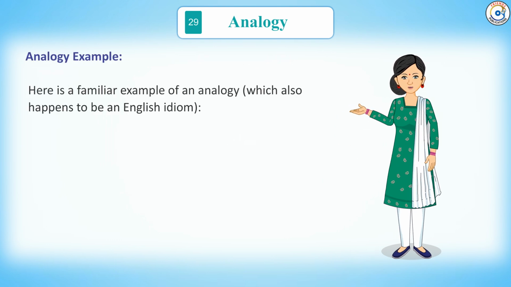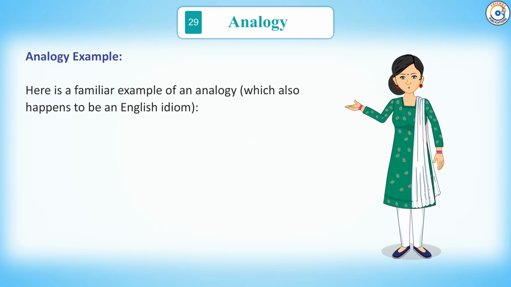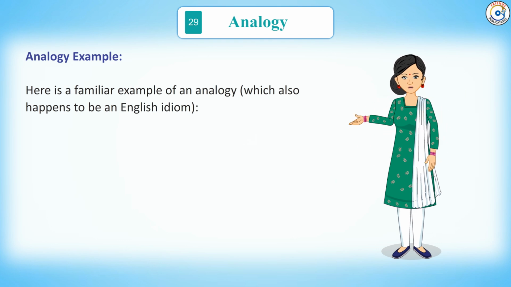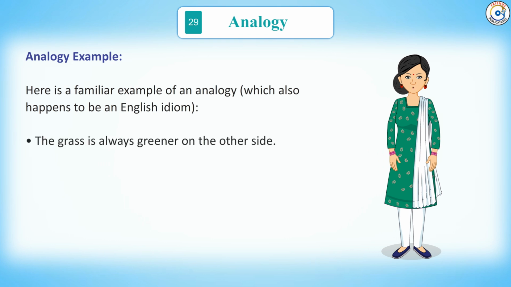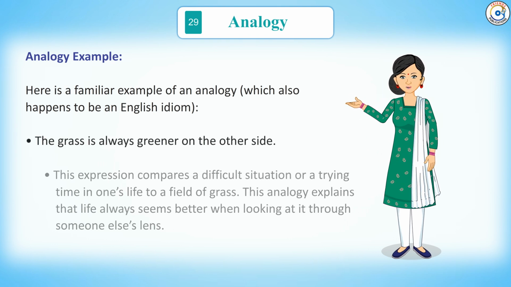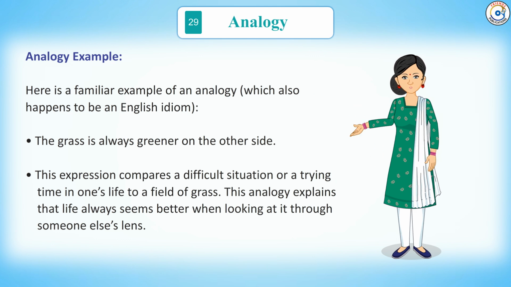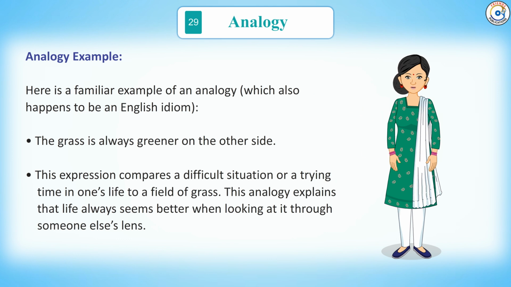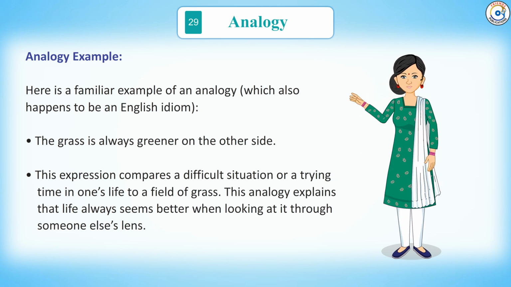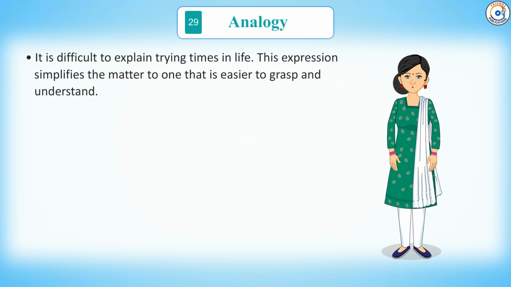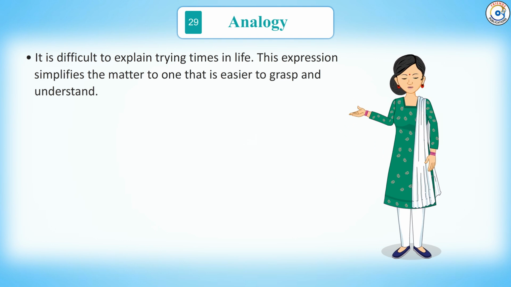Analogy example. Here is a familiar example of an analogy, which also happens to be an English idiom. The grass is always greener on the other side. This expression compares a difficult situation or a trying time in one's life to a field of grass. This analogy explains that life always seems better when looking at it through someone else's lens. It is difficult to explain trying times in life. This expression simplifies the matter to one that is easier to grasp and understand.